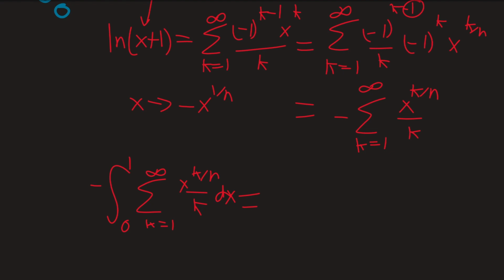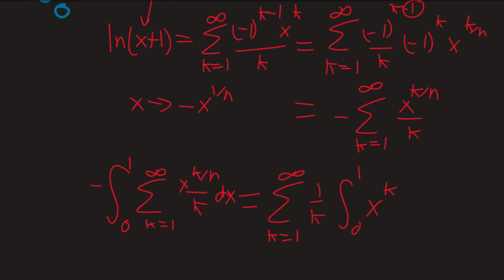Goodness, yeah, don't pull the k outside of the summation. That's a big no-no. Don't do that. Anyway, we have our sum from k equals 1 to infinity, 1 over k, and then times the integral from 0 to 1 of x to the k over n dx.